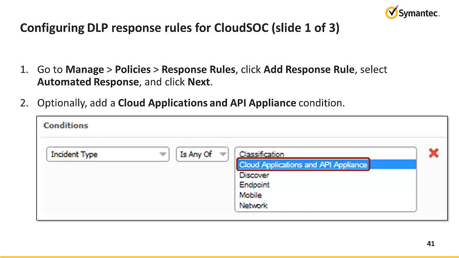The first two steps are standard for all DLP products. The third step, however, will be specific to the CloudSOC integration. First, create one or more response rules. Ensure that the rule name and the description field are relevant to the task. Optionally, you can click Add Condition. In the Incident Type field, you will find an option for when this response rule ought to trigger, which relates specifically to cloud applications and API appliance.